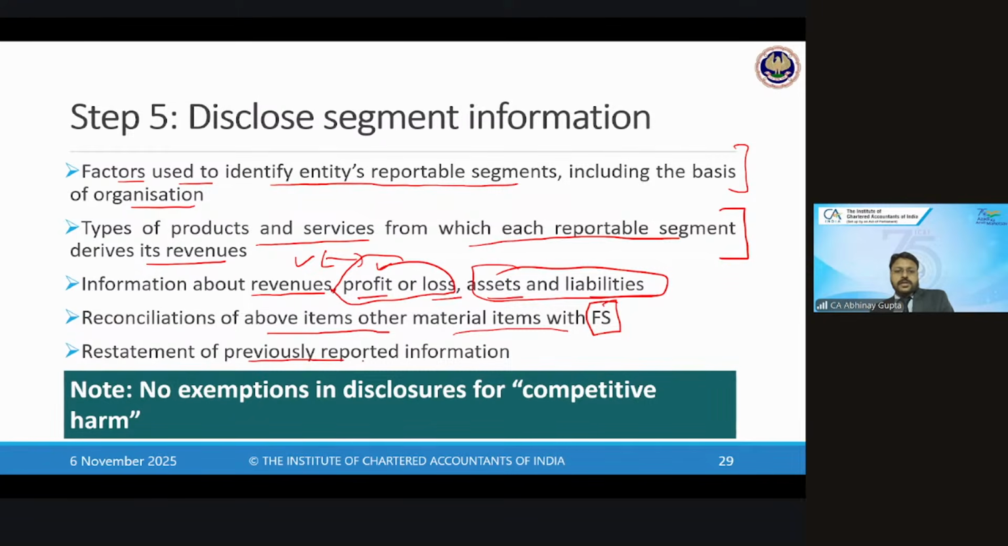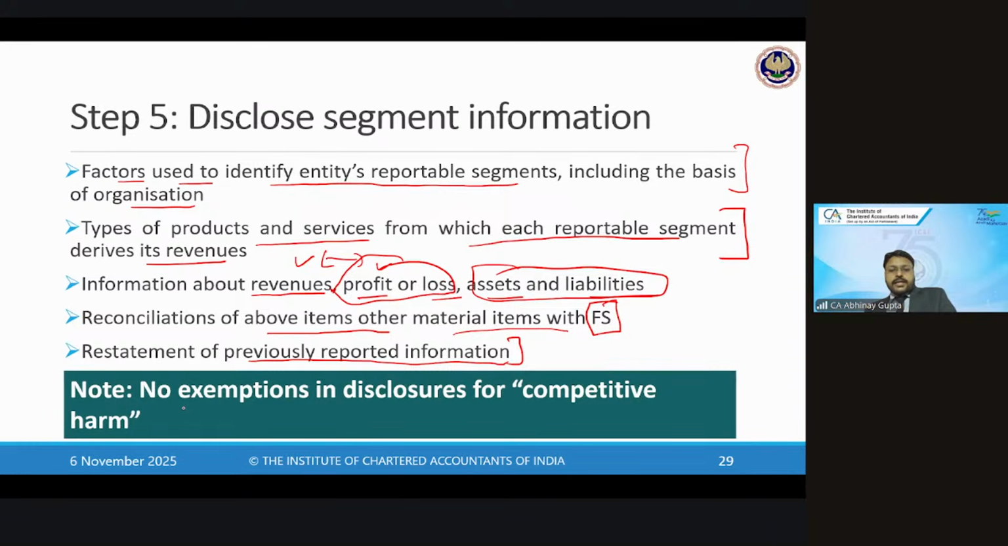Restatement of the previously reported information is also required. So if any restatement is required in the previous year or previous period numbers, based on the new information developed or new reclassification which we have done in the current financial year, those reclassifications also need to be done in the previous year or previous period numbers.